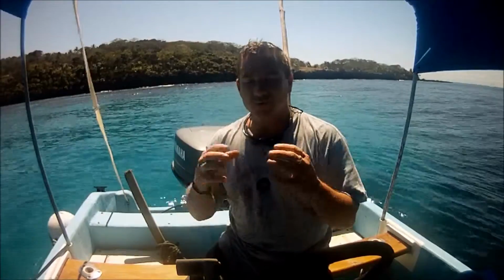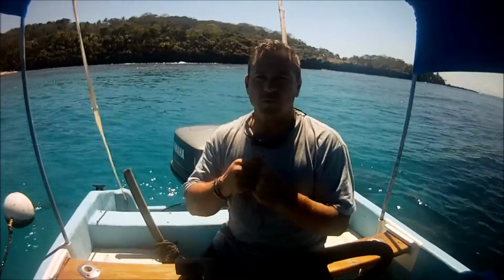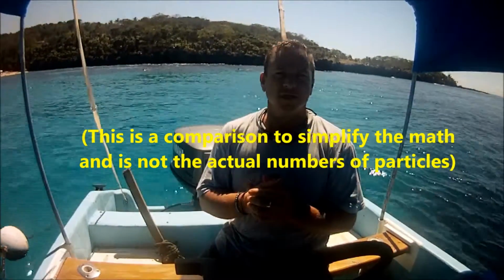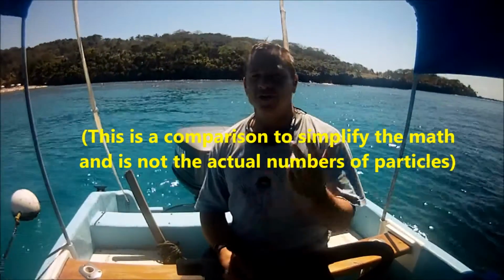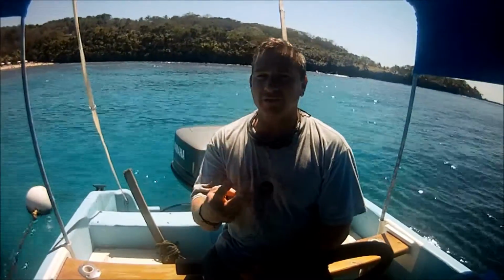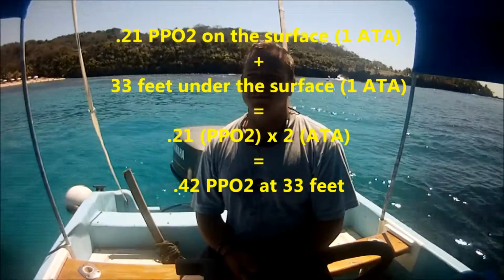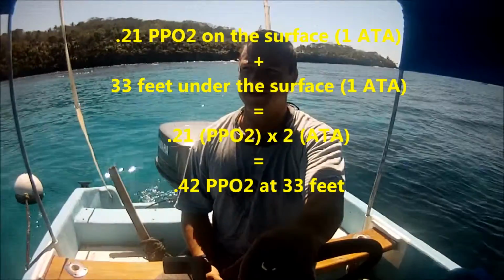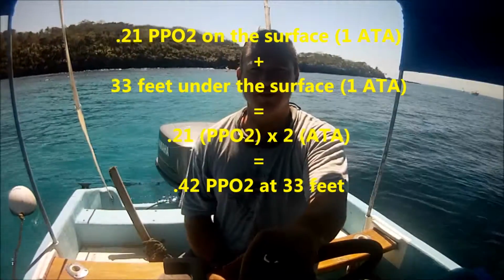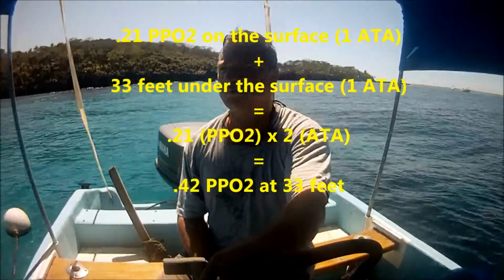For every 33 feet, we experience an additional atmosphere of pressure on the body. And what that does is it compresses the air per breath when you breathe it in. So when we're breathing 21% oxygen on the surface, you can compare that to breathing 21 particles of air per breath on the surface. So when we go down to 33 feet, now you're breathing double that because you're under 2 atmospheres worth of pressure. So 2 times 21 particles of oxygen per breath, that's going to be 42. And we'll express that as a partial pressure by changing it to a decimal. So now we're breathing a PPO2 of 0.42, and so forth and so on.